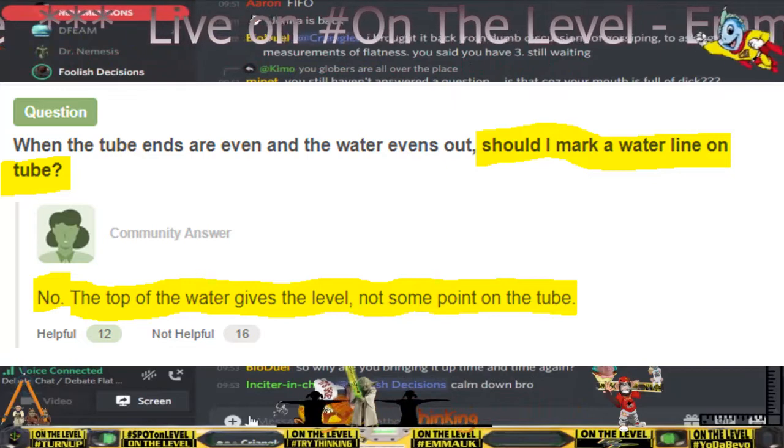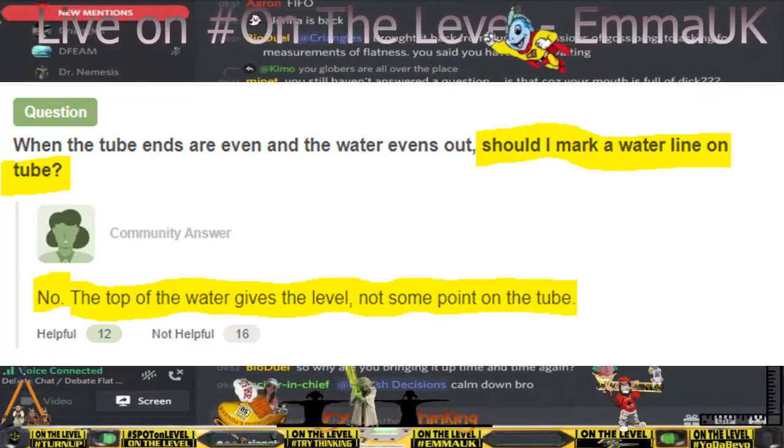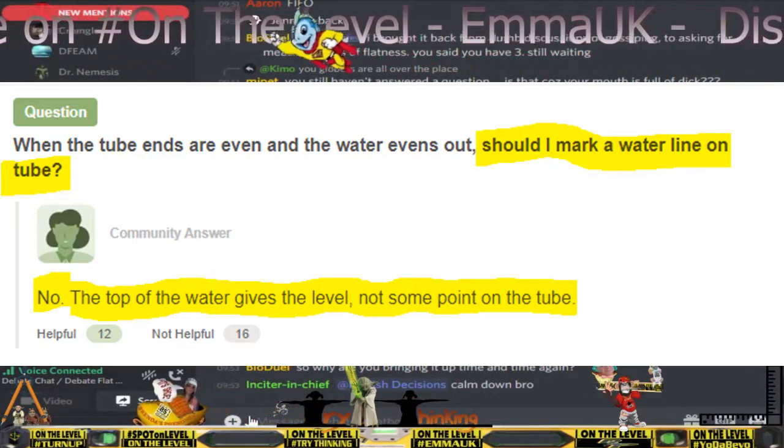Well, I'm not. We're just talking about the water level. That's why it's called a water level, not the top of the tube above the water level.